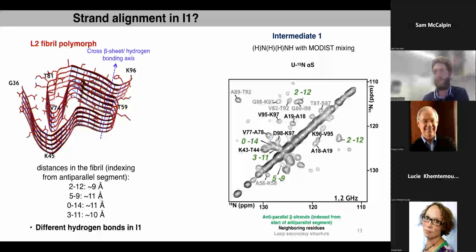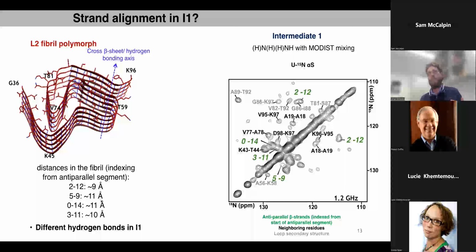And then in green, I'm showing you the beta strands 2 and 4. I've renumbered the index to start from the beginning of that anti-parallel segment, and we see characteristic cross peaks between 0.14, 2, and 12. So this is consistent with anti-parallel arrangement, and then also between 3 and 11 and 5 and 9. Now these distances are also quite far in the fibril, between 9 and 11 angstroms, and clearly inconsistent then with a parallel and in register type of arrangement.